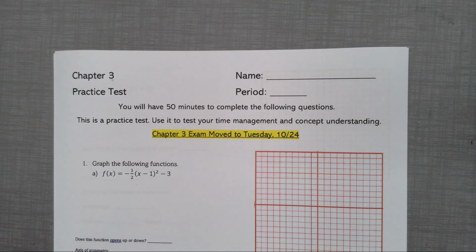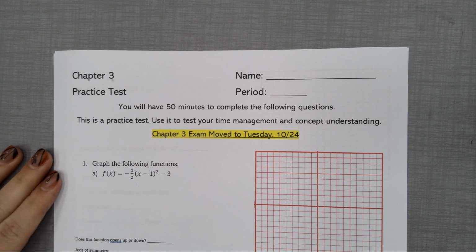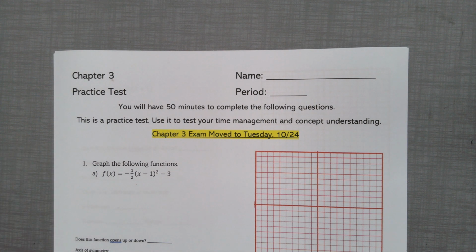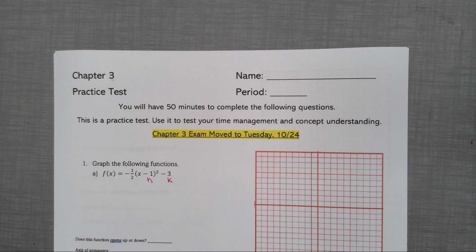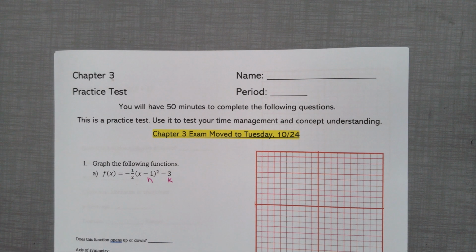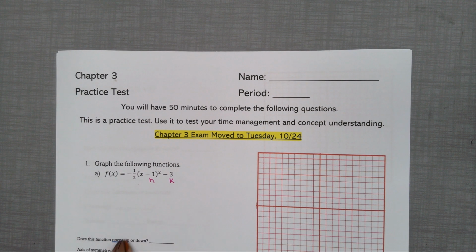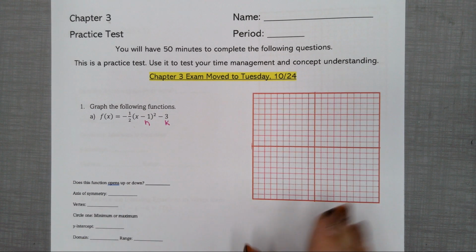For our first question, it is asking us to graph the following functions. The first one we see is in vertex form. So you are required to have your formulas memorized. You have your vertex, your standard, and your x-intercept formula. So let's go ahead and write out our h and k's. Now remember, h is always opposite of what you see. K is for keep. And then these questions down here, we're going to answer after we graph.